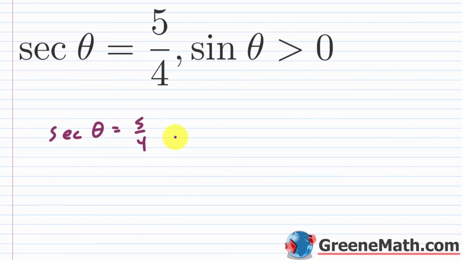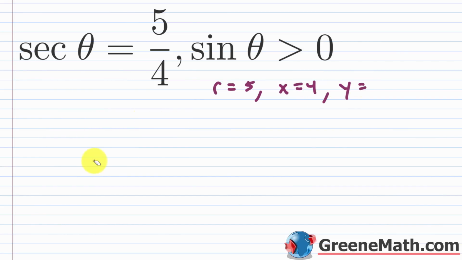And again, the secant of theta is going to be r over x. So r here is 5. And we know that x here is 4, and we just need a y value. Okay, so let me get rid of this. We'll write that in again in a moment.